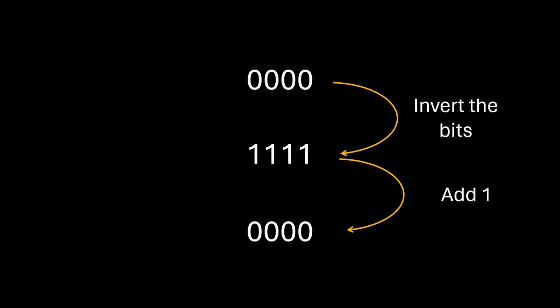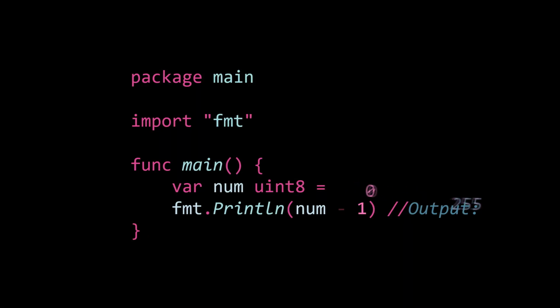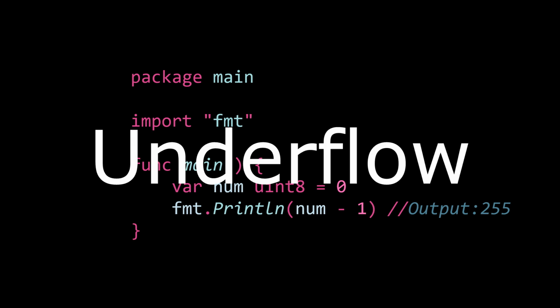However, the opposite is true as well. In the following code, we've subtracted 1 from an 8-bit integer with a value of 0, and it turns that value into all 1's, or 255. This is known as underflow, and in this case, the integer wraps back around to its maximum value.